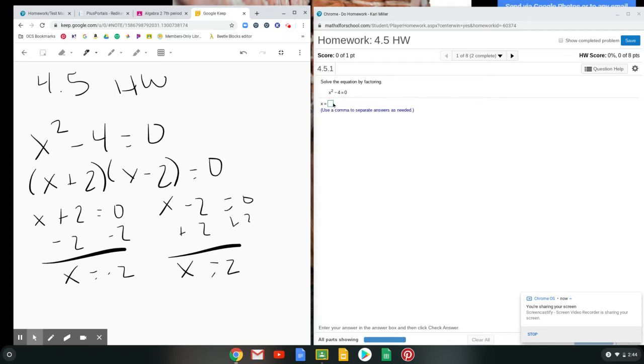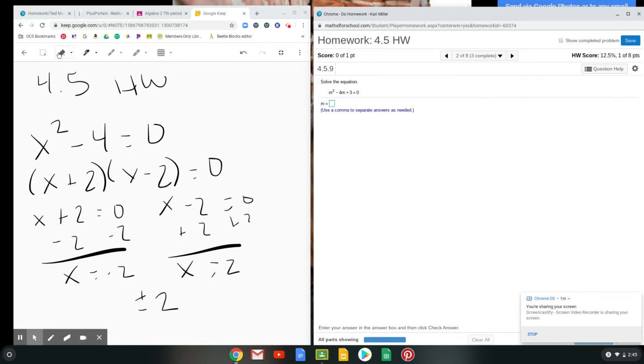So one way you can type your answer, since that's a positive and a negative 2, is you can use this plus or minus sign, but I don't know if they have it on here, so let's just enter it with commas. 2, comma, negative 2, or you can enter it negative 2, positive 2.